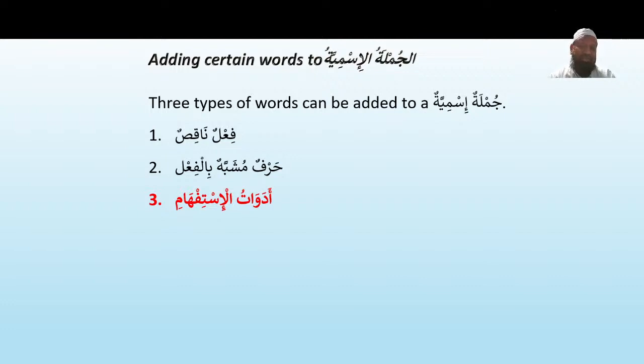Because if we just say harf, we are limiting it to harf. If we just say ism, it has only ism. No, it has both. Some huruf, some asma. So we call them adawat. So adawat means both huruf and asma. Okay? So adawatul istifham. Understood the word adawat? When some group has huruf and also asma, those are called adawat.